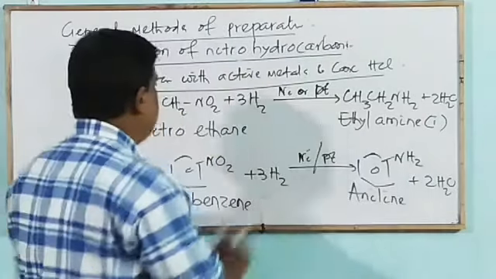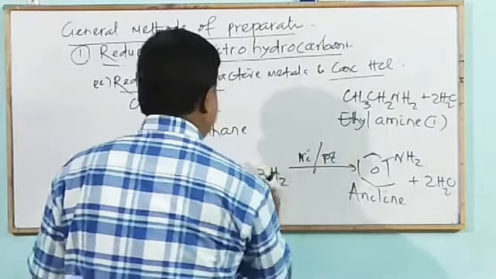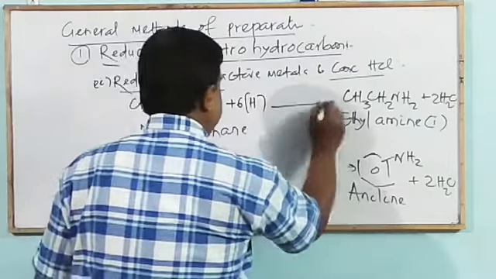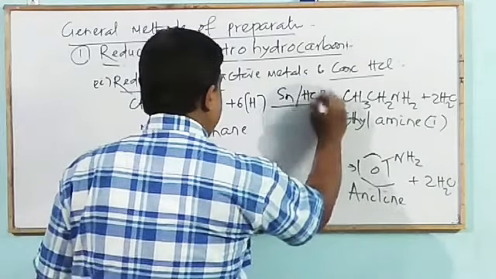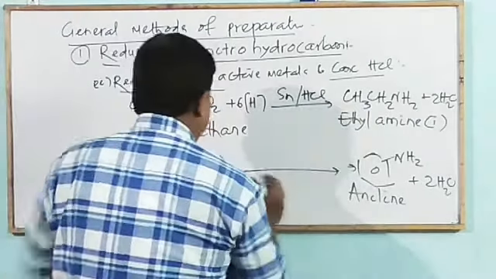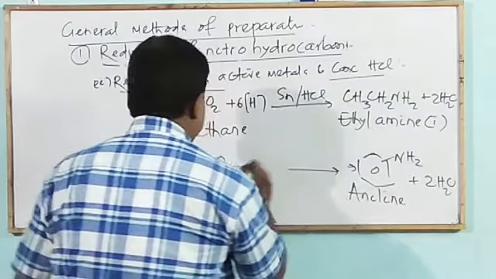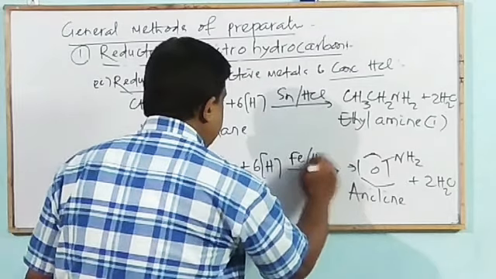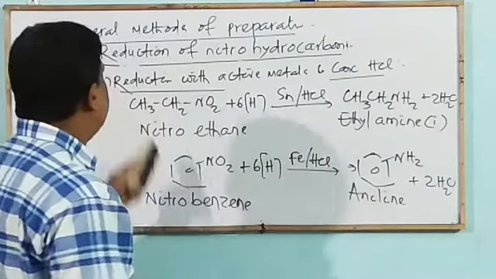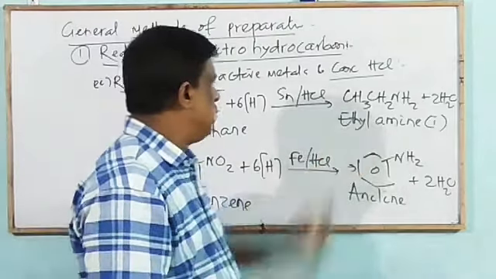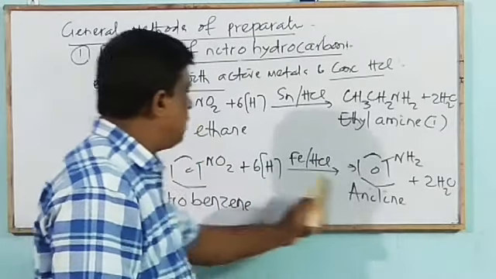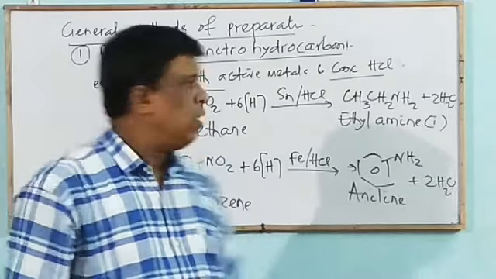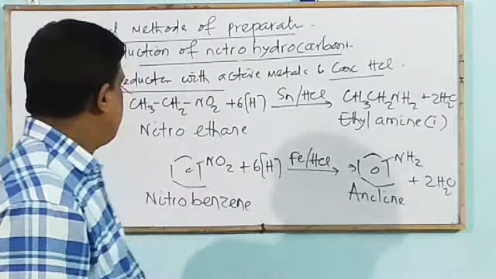Mark that equation. Plus 6 nascent H in presence of Sn/HCl. Similarly, here also mark 6H in presence of Fe/HCl, Zn/HCl. Same, nitroethane transfers to ethylamine, nitrobenzene transfers to aniline. It is the second sub-method of reduction of nitrohydrocarbon.